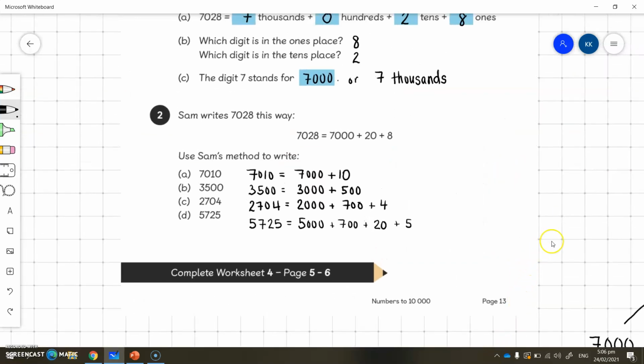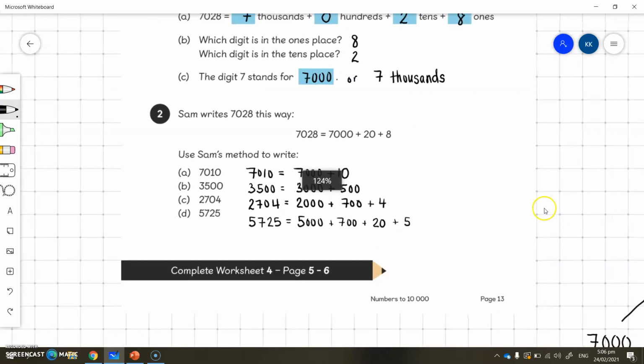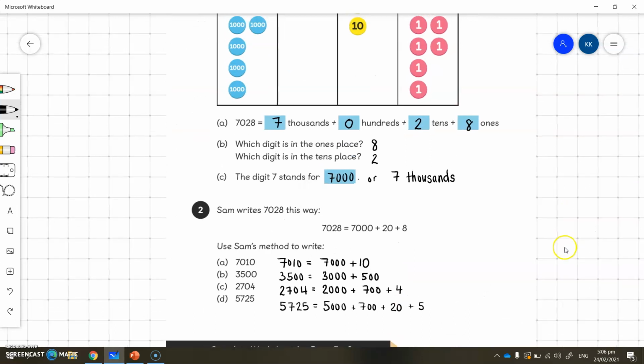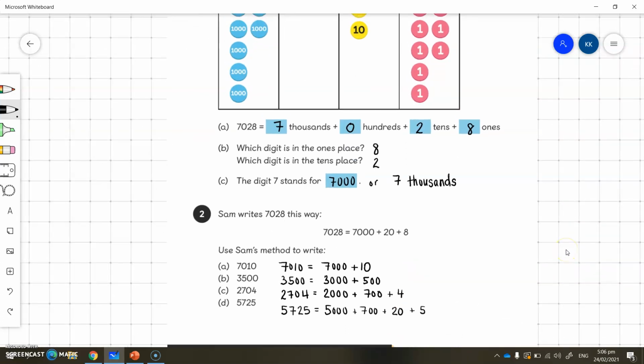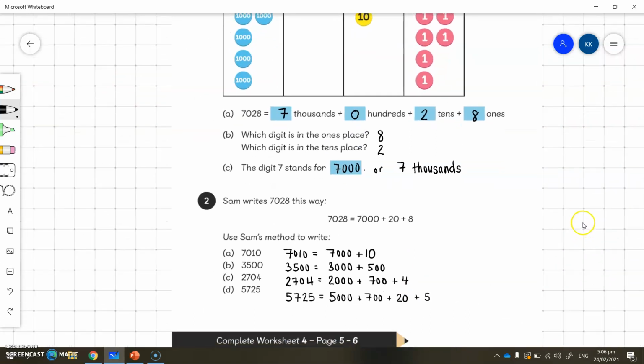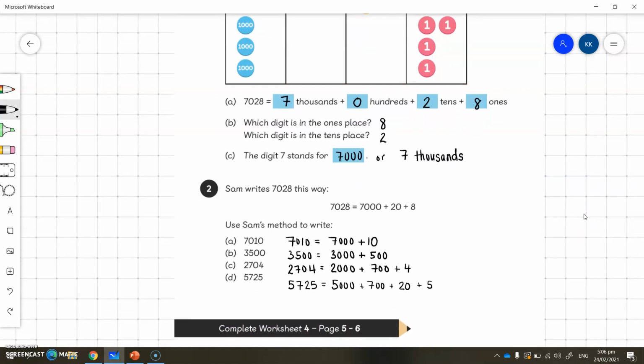Now that we've taken a look at place value and how we can write numbers according to the digits within a place value chart, now it's your turn. You are asked now to complete Chapter 1, Worksheet 4, which you can find on pages 5 and 6.